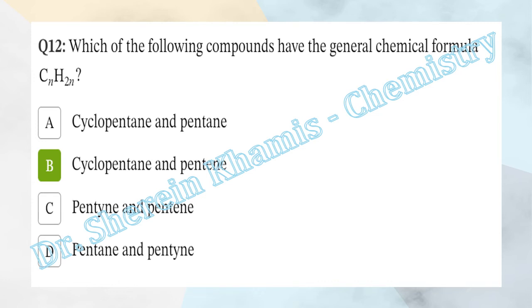And also another one related to alkenes, but it is a cyclo compound, and its general formula will be CnH2n also, not only alkene. We have also cycloalkene, with general formula CnH2n. So the right answer here will be letter B, cyclopentene and pentene. The right answer will be letter B. Okay, let's go into question 13.